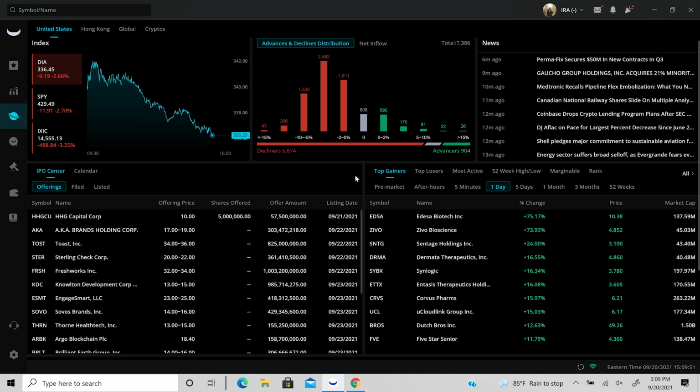But here we go. We're looking at a screener from Webull. We're looking at top gainers. We click the daily tab and we see, oh, we got 75% runners. We got Odessa. We got Zevo Bioscience. Holy crap. We could have made some money.